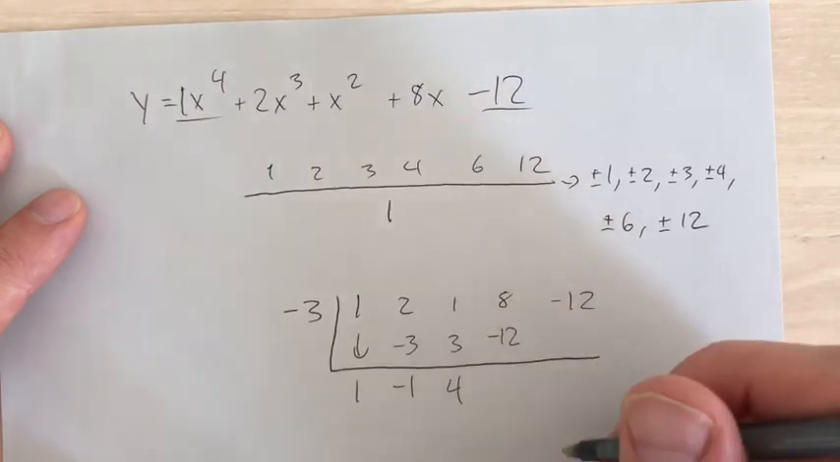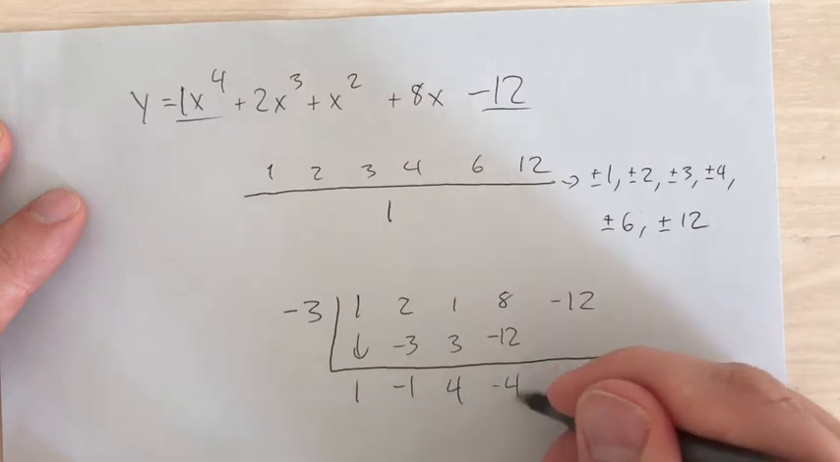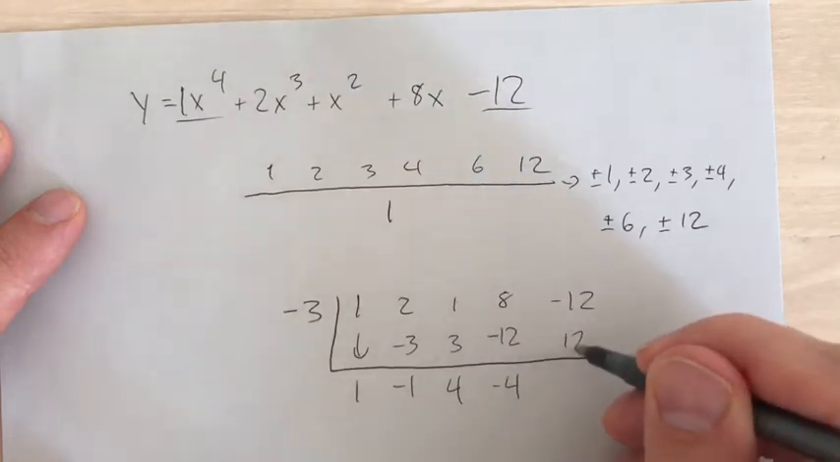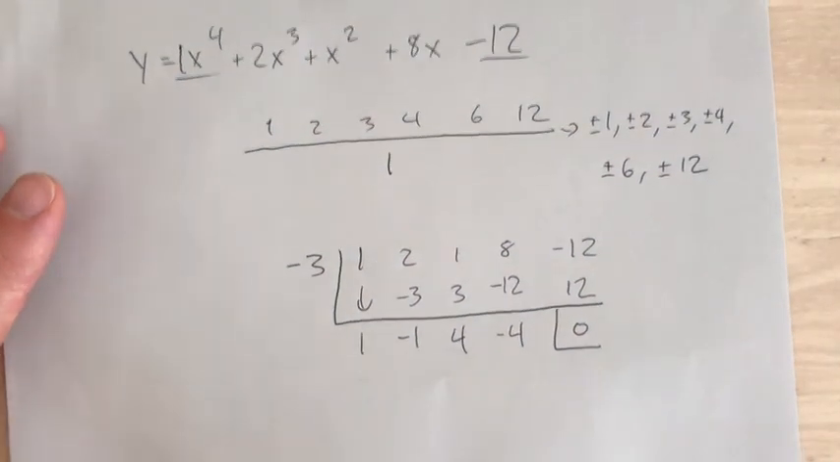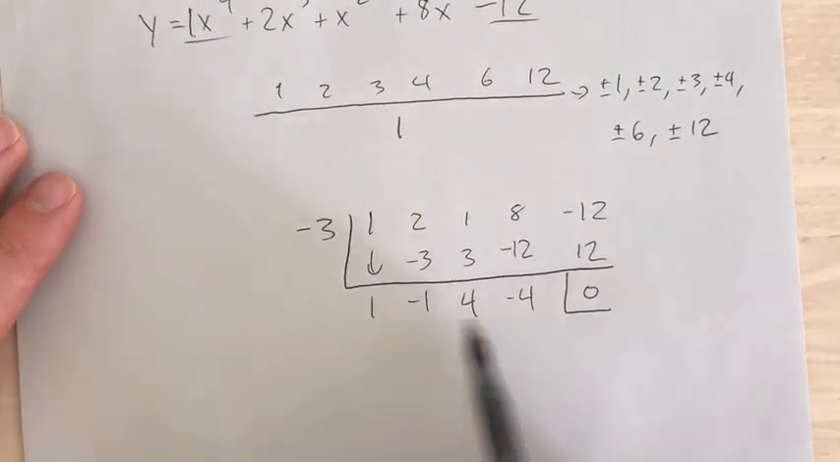8 minus 12 is going to give us negative 4. Multiply those, and what do you know? First try, got that out, and that works, okay? So I'm going to write this now as a polynomial.